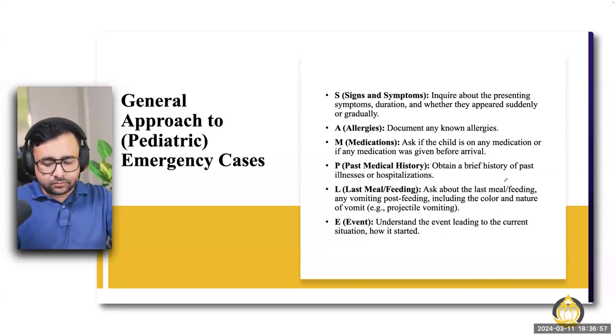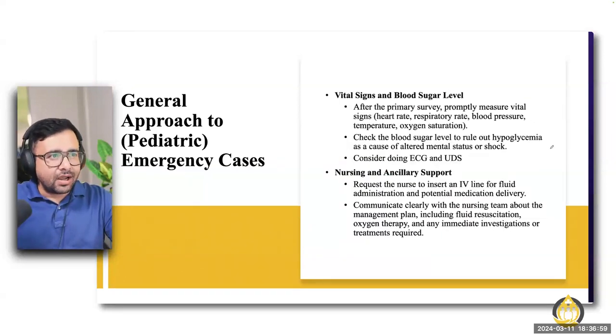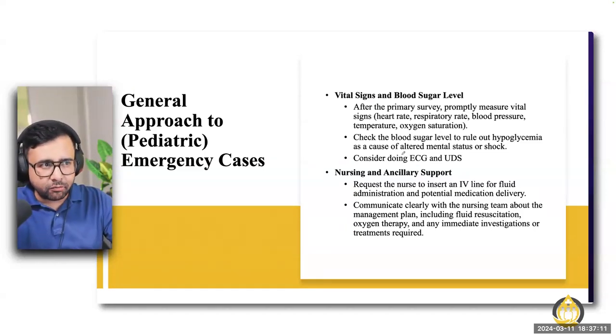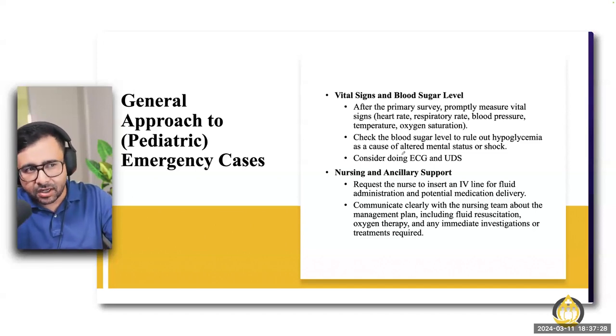Now, what do you do after you have done all of this? Or what if the panel keeps asking you, is there anything else you would want to do? Then it depends on what the situation is and what kind of information you have been provided with. But generally, after the primary survey, we reassess the vitals. We check the heart rate, respiratory rate, blood pressure, temperature, and oxygen saturation. In some cases where you find it relevant, you may check the blood sugar level as well to rule out hypoglycemia as one of the causes, or even hyperglycemia.